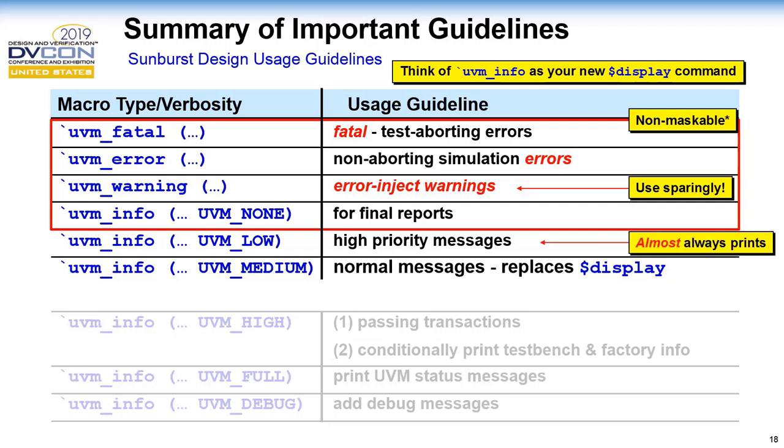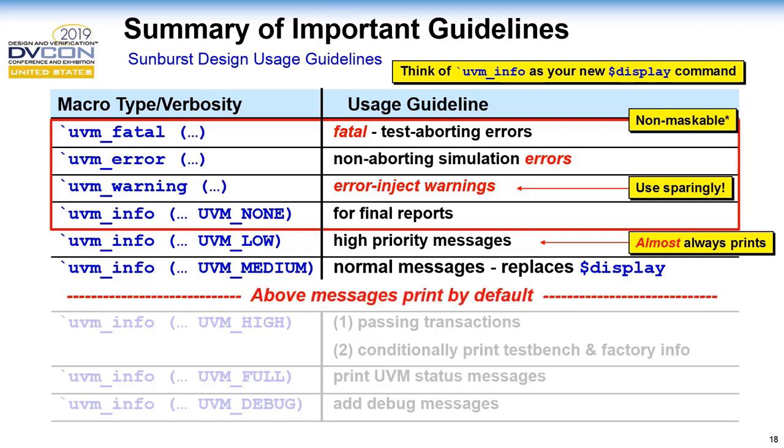Then you use UVM low for high priority messages. And so that is almost always on. And UVM medium, if you're confused about what you should use, think of UVM medium with the UVM info macro as your new $display command. Because by default, that is coming out, but you can turn up the verbosity and get those turned off. So the UVM info with the UVM medium verbosity is your new $display command. Use that to replace any existing $displays that you have in your code. All of those above messages print by default because UVM medium or higher, or I should say lower in the integer values, all print by default without you putting a verbosity setting on the command line.